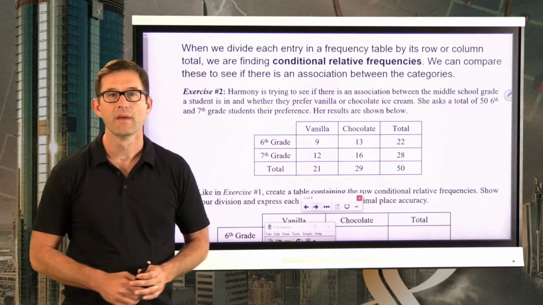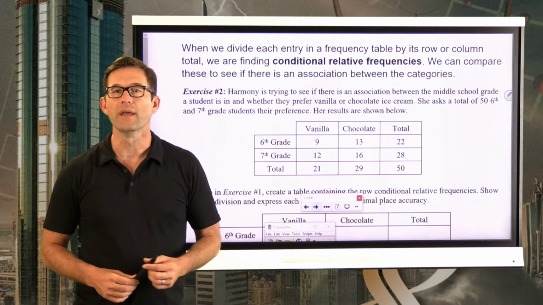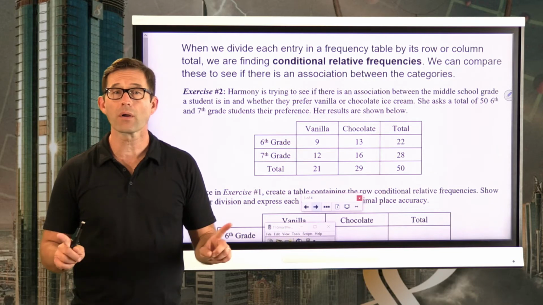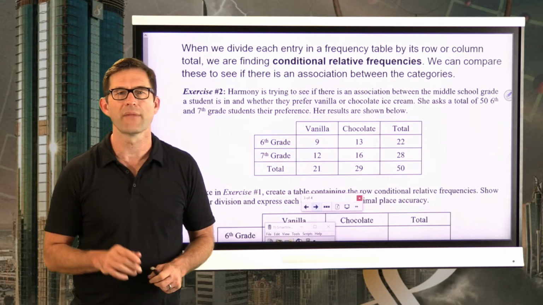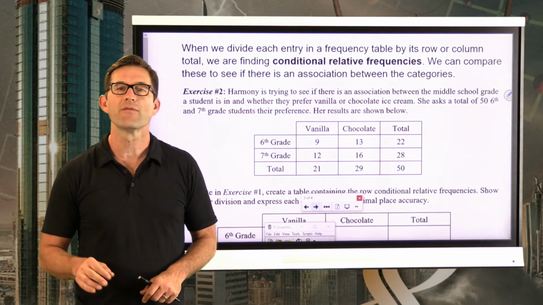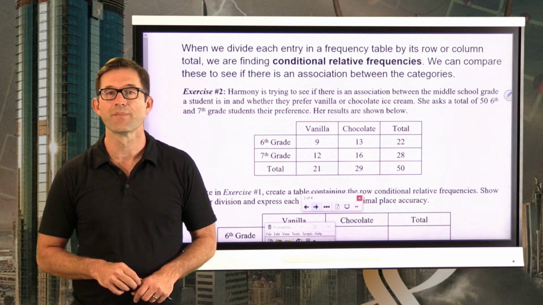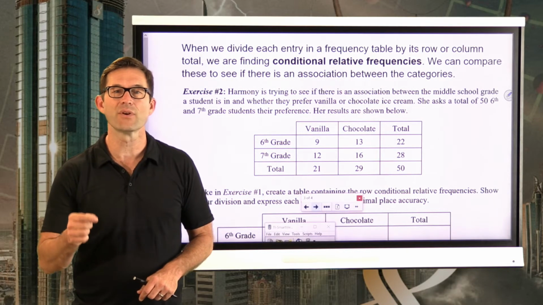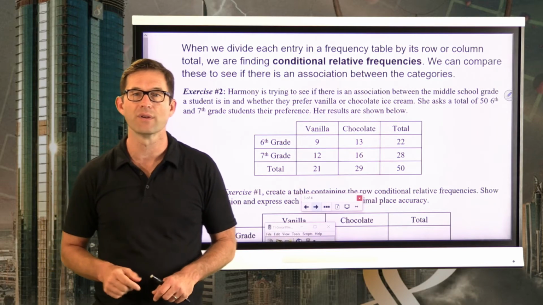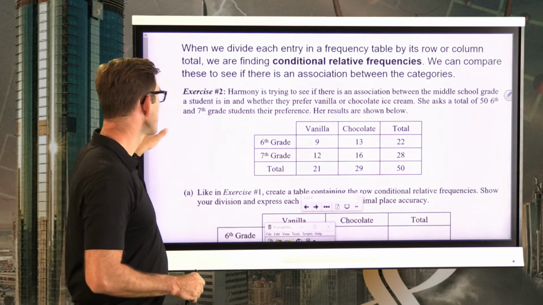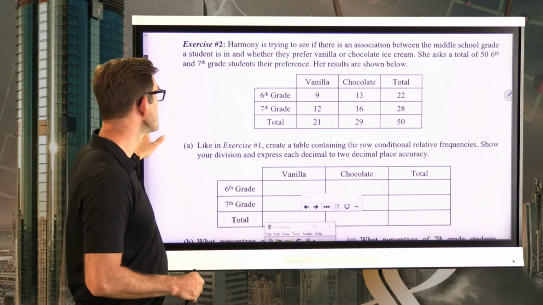All right. When we divide each entry in a frequency table by its row or column total, and we'll talk just a little bit about the column totals in a bit, we are finding conditional relative frequencies. And we can compare these to see if there's an association between the categories. So let's take a look at another example where somebody is trying to find out an association.